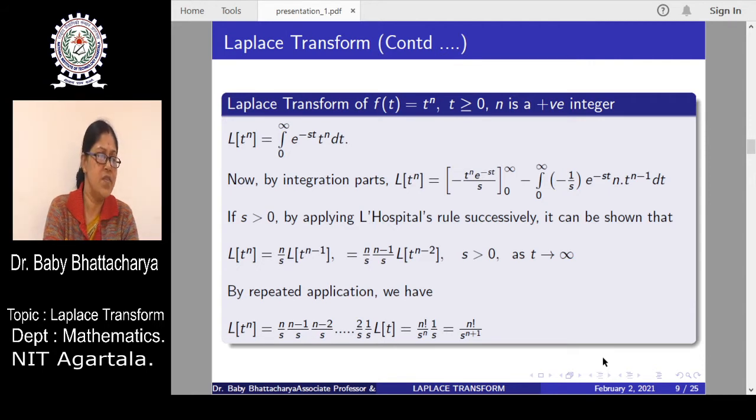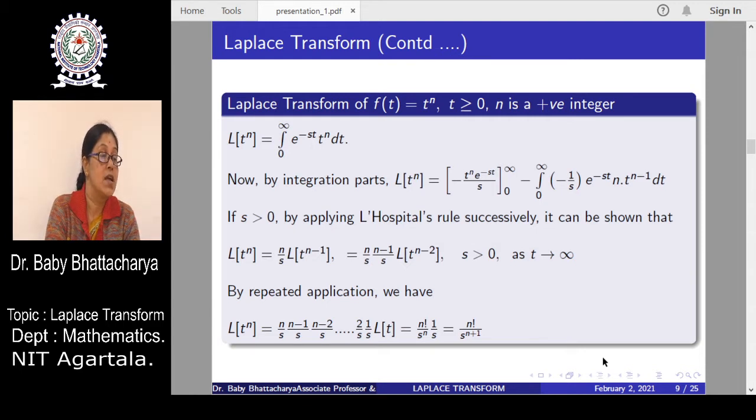Now if s is greater than 0, we apply the L'Hospital rule here successively, and we can show that the Laplace transformation of t^n appears in the form of n by s, and the remaining part is the Laplace transformation of t^(n-1), because in the second part we have e^(-st) t^(n-1) dt if we consider the variable with respect to t, and the remaining part is n by s. So accordingly we get that the Laplace transformation of t^n equals n by s into the Laplace transformation of t^(n-1).